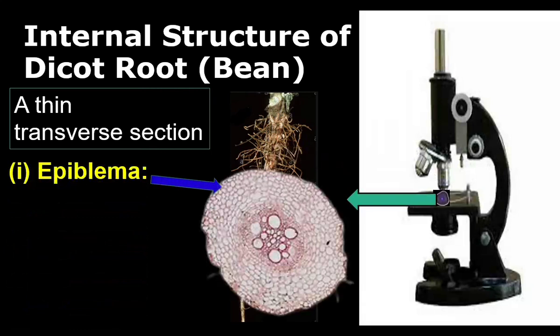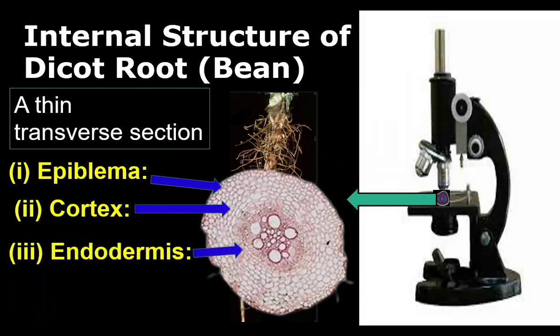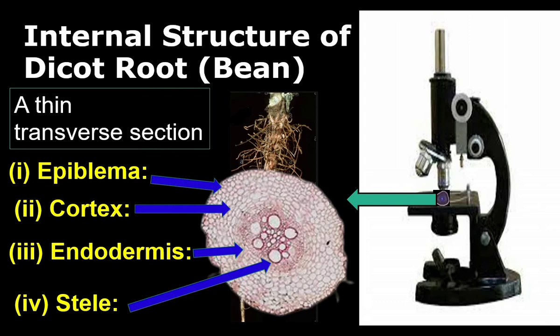various internal parts. The outer part is epiplasma. Next to the epiplasma there is cortex. After the cortex there is endodermis. Endodermis is the last layer of cortex. Inside the endodermis there is stele. Epiplasma, cortex, endodermis, stele are the areas of the Dicot root. First, let us learn the headings. Let us memorize epiplasma, cortex, endodermis and stele.